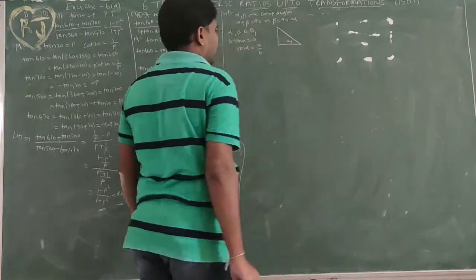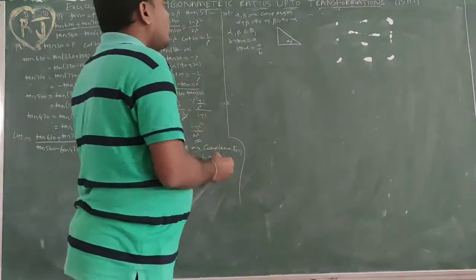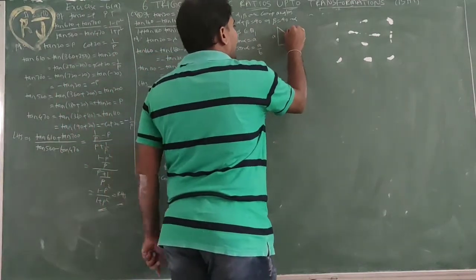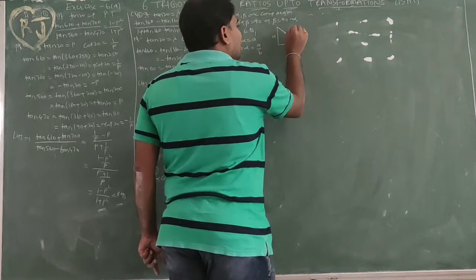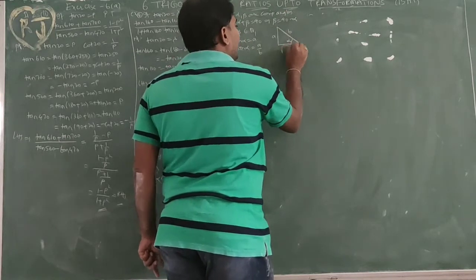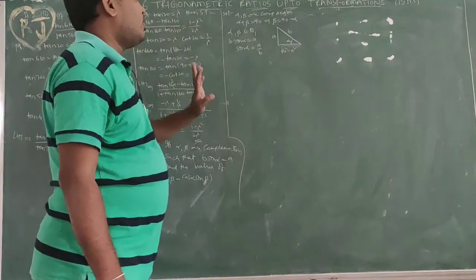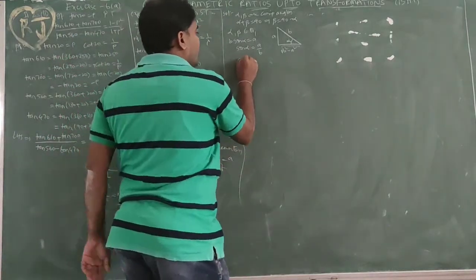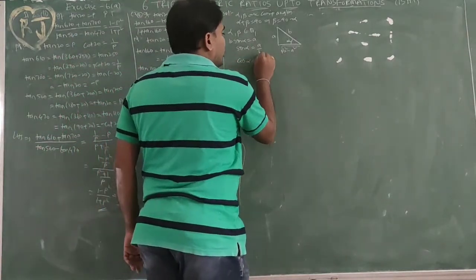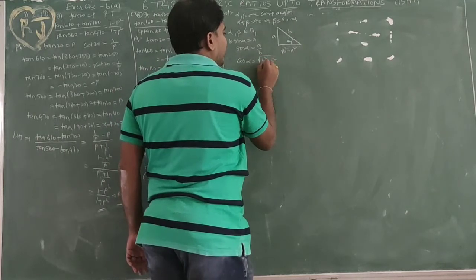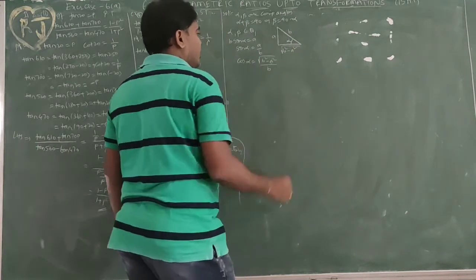This is alpha, with a by b: opposite a, hypotenuse b. So the adjacent side is the square root of b square minus a square. So this is sin alpha, and cos alpha equals square root of b square minus a square by b, adjacent over hypotenuse.